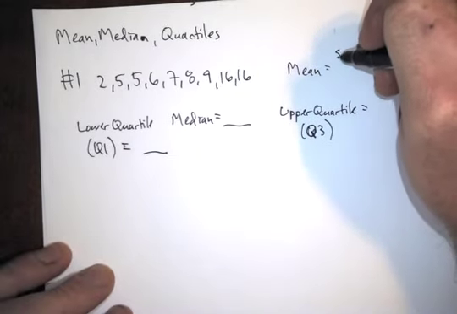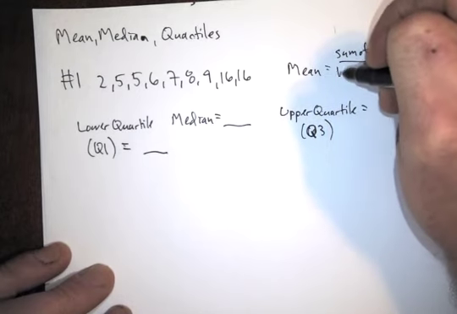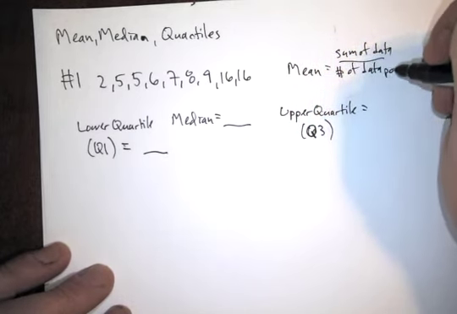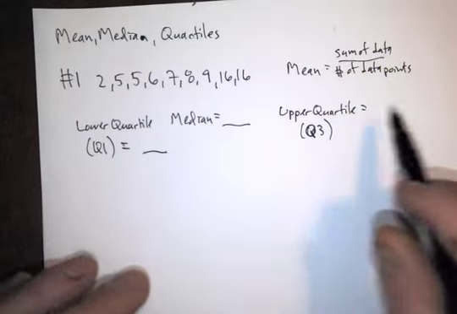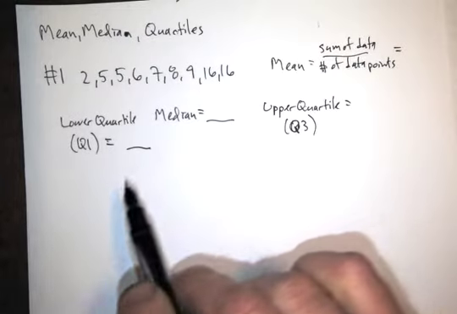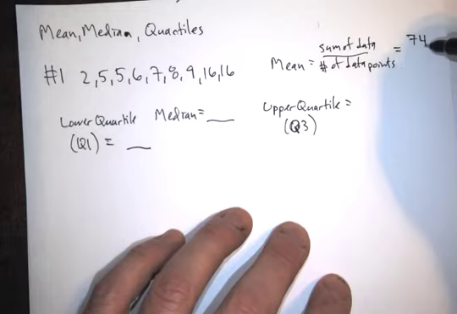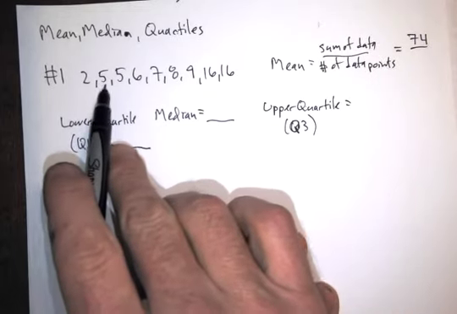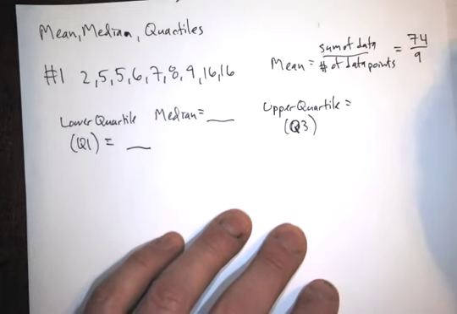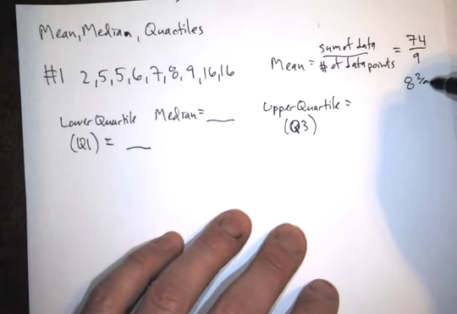Mean is the sum of the data divided by the number of data points. You guys probably knew that. So you just add them all up and divide by how many there are. So I've already added these up, 74. And number of data points, just count out how many there are. 1, 2, 3, 4, 5, 6, 7, 8, 9. 74 over 9. You can plug that in a calculator or just write it as a fraction, 8 2/9. That's the mean.